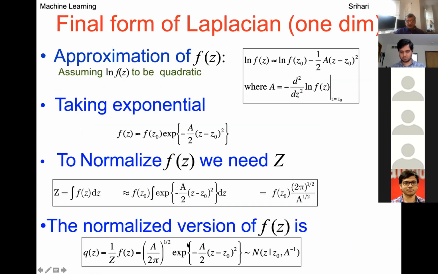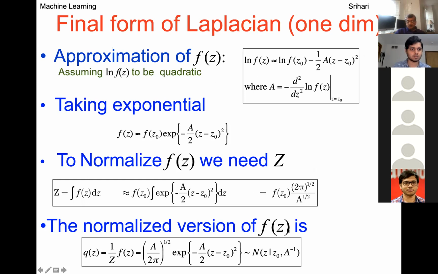So all of this gives you more detail here. Approximation of f(z), assuming log f(z) to be quadratic. It is log f(z) we are replacing. This expression comes about from the Taylor series expansion, where the first derivative term is missing, and we have only this term here. And so log of f(z) can be written as log of f(z naught), and then there is this quadratic term. Taking the exponential of this, f(z) becomes f(z naught) times the exponential of this quantity. And to normalize f(z), we need Z, which is this integral, and that turns out to have this form.